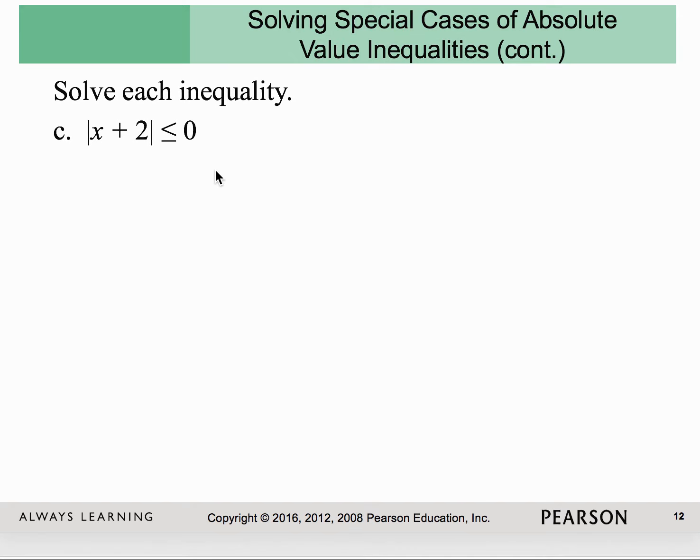Here's where the trickiest of the tricky comes. Okay, if I've got a 0 over here, then the less than goes away, because what positive numbers are less than 0? None of them. But I still have, oh, it could equal 0. So x plus 2 could equal 0, right?